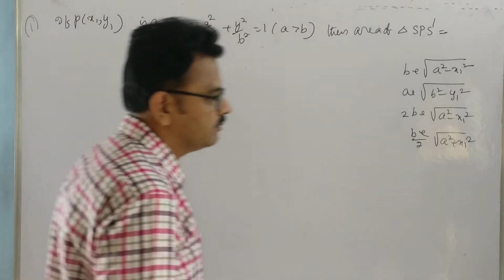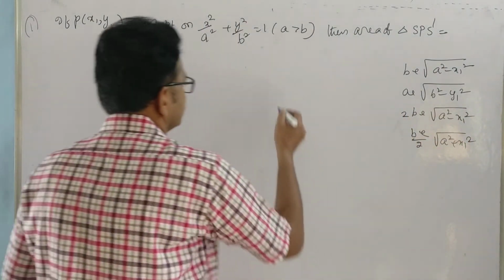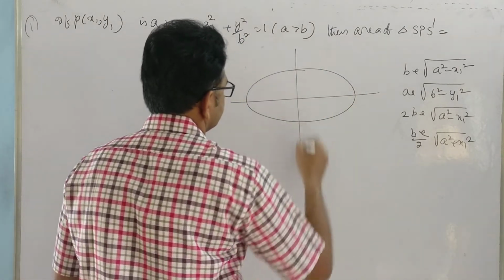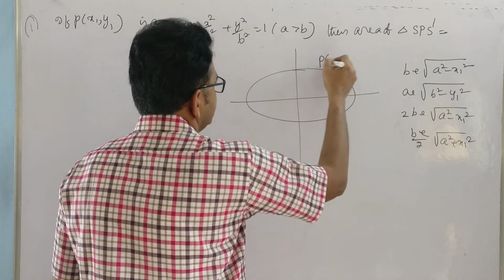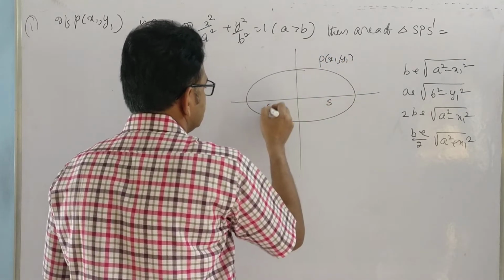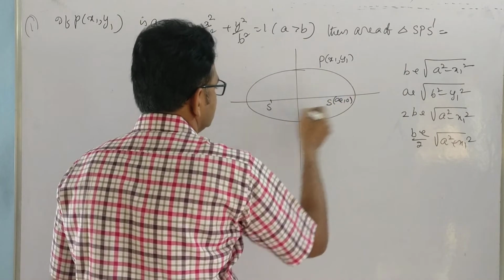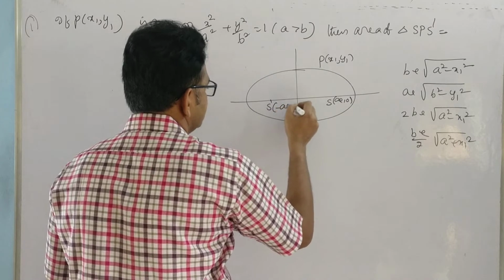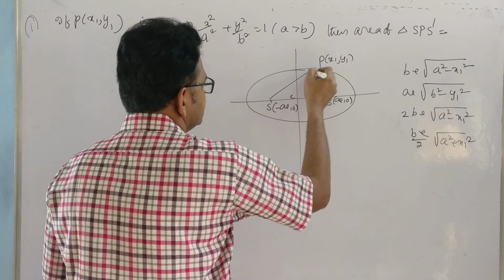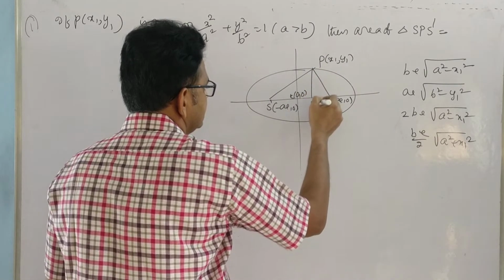P(x1, y1) is a point on the ellipse. The foci are S and S', with a greater than b. So S is (AE, 0) and S' is (minus AE, 0). The center is (0, 0). So this is CN.